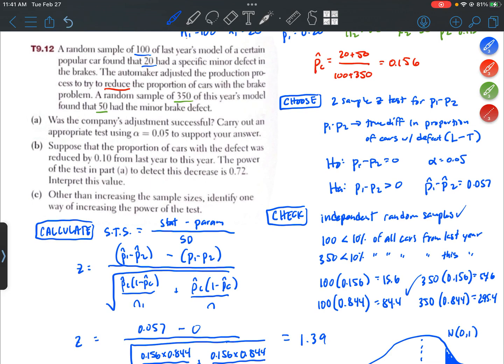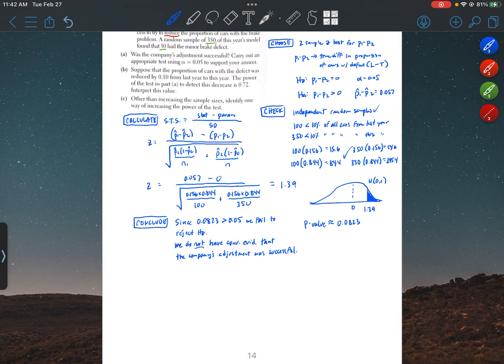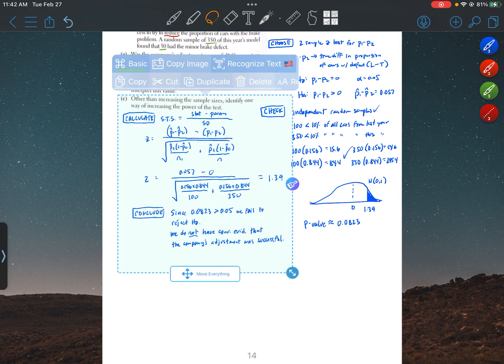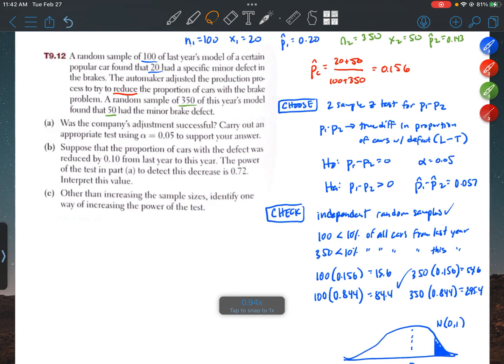Now part B. Suppose that the proportion of cars with the defect was reduced by 0.10 from last year to this year. The power of the test in part A to detect this decrease is 0.72. Interpret this value. All right, let's move some of our work around, just moving it there so that we can focus on part B.